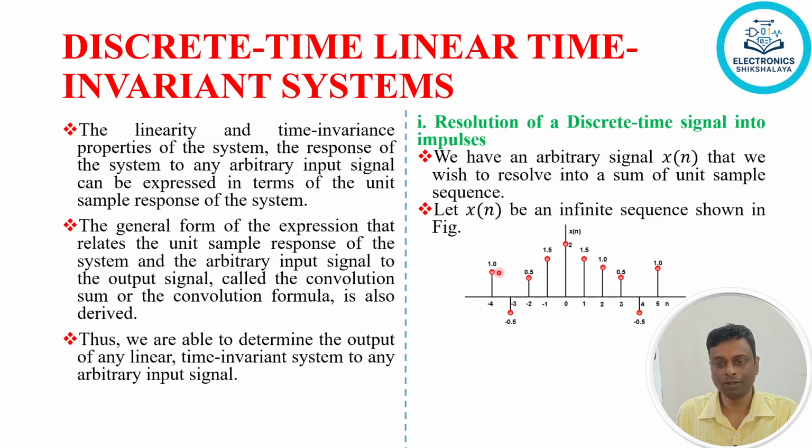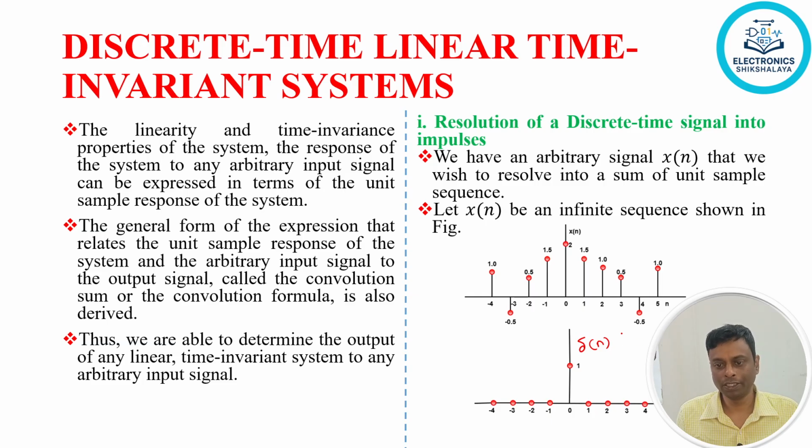So this is our x of n, any arbitrary discrete time signal having an infinite sequence. We'll see how this signal x of n can be expressed in terms of del of n. So what is our del of n? As we know, this is our del of n: at 0 it is 1, and all the other values are 0.